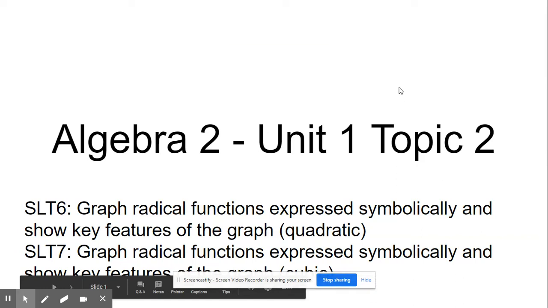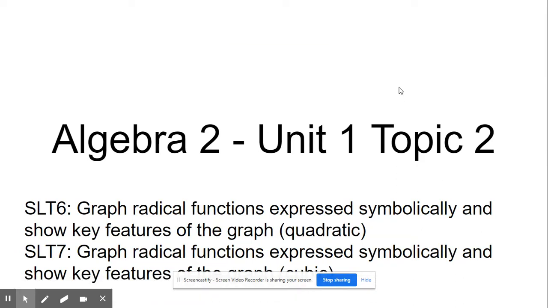Hi, everybody. We are going to examine what was covered in Algebra 2, Week 3, which is now Unit 1, Topic 2, SLT 6: Graph Radical Functions Expressed Symbolically and Show Key Features of the Graph, looking at quadratics and square roots, and Graph Radical Functions Expressed Symbolically and Show Key Features of the Graph, looking at cubics and cube roots.